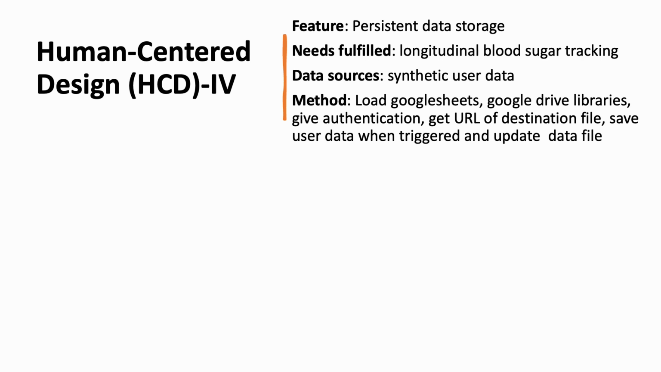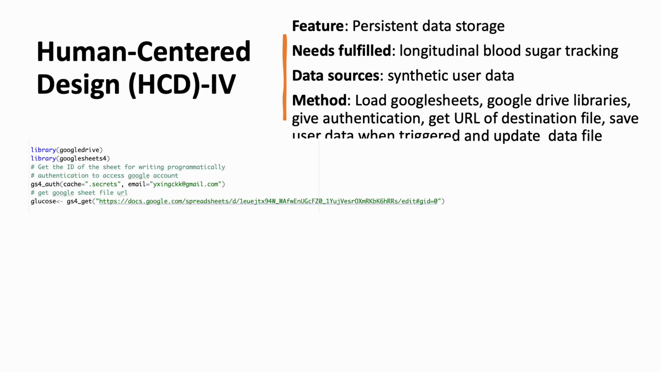My methods include, first, loading the necessary libraries. Because I'm using Google Drive to save the data file, these libraries are Google Sheets and Google Drive. And then give access to the account, get the URL of the destination file in which I want to save the user data, save user data when triggered by a certain event, and then update the data file. And this part of the code shows the libraries, Google Drive and Google Sheets 4, and then giving access to the account and also getting the URL of the destination file.